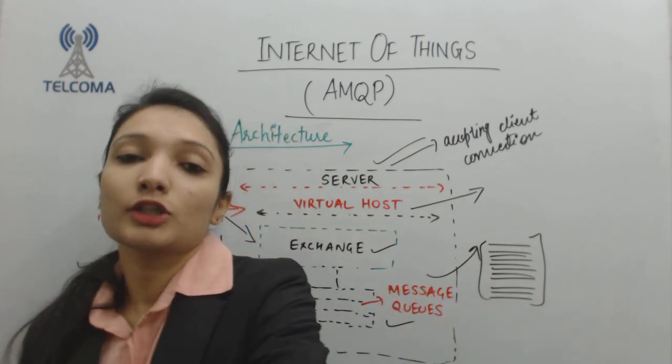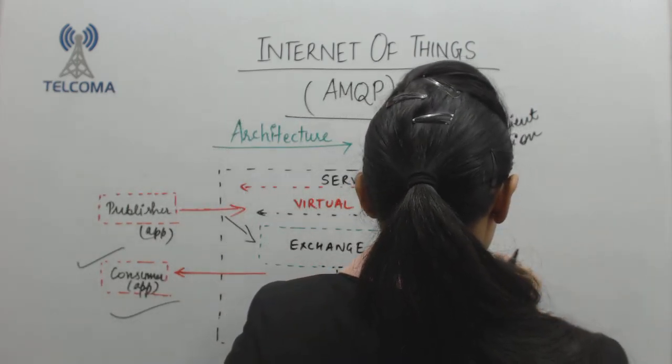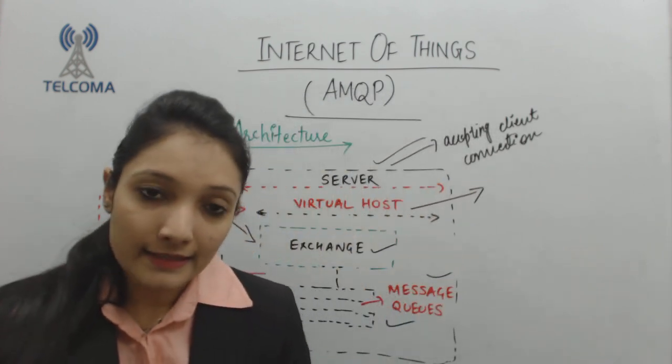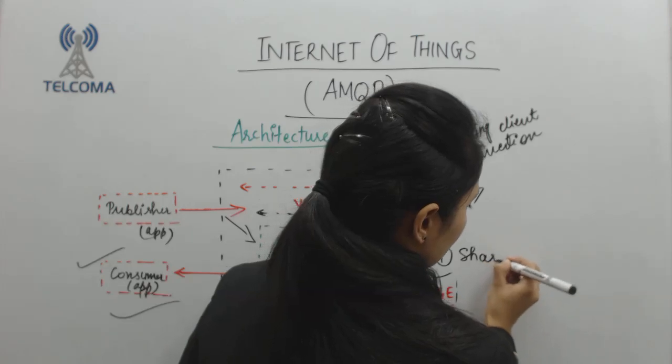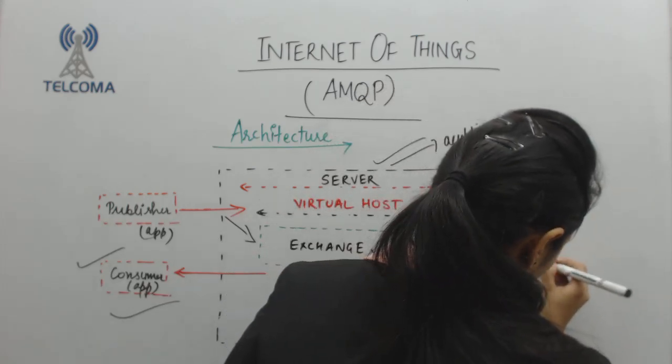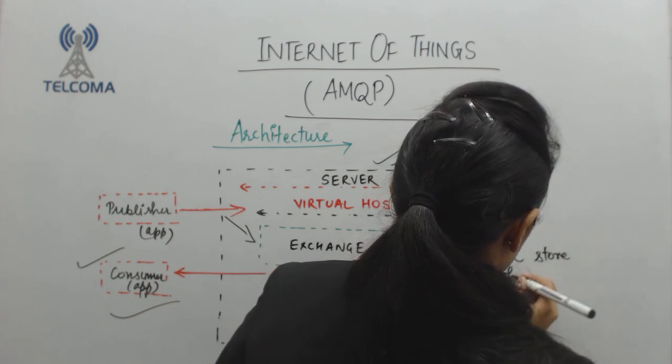Now this message queue portion has certain properties. So first of all, it has your shared, store and forward.